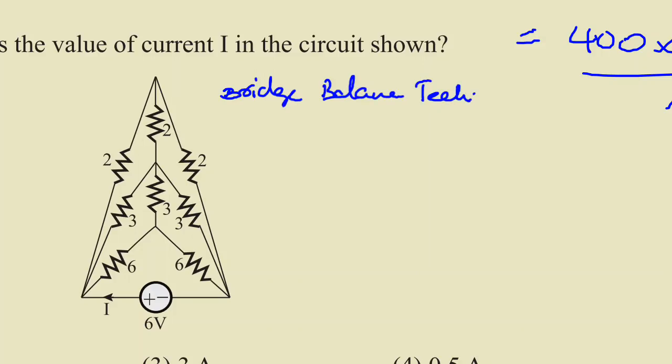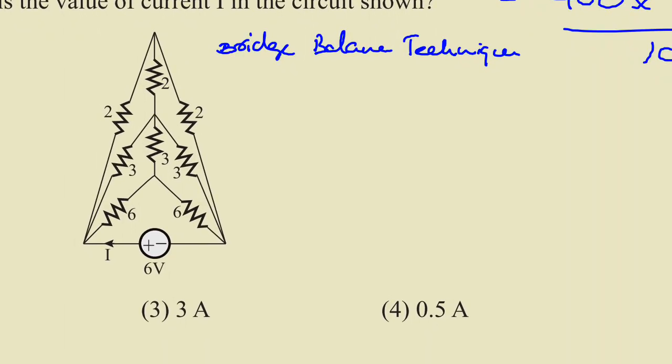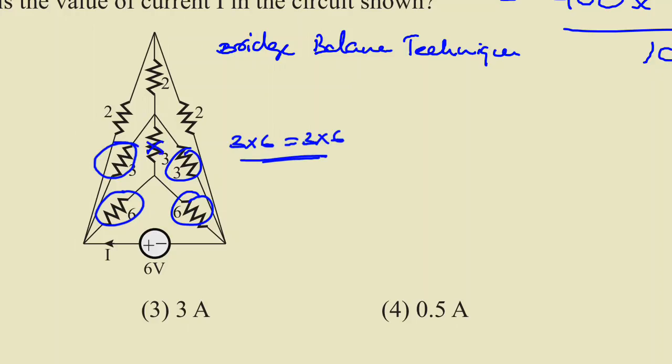According to the bridge balance technique, the opposite arm resistances are balanced, meaning there will be no current flowing here. For example, here we have 3 into 6 is 18. So 3 into 6 is equal to 6 into 3. So it's a bridge balance, meaning there will be no current flow here. And similarly here also we can cross check: 3 into 2 is equal to 3 into 2.